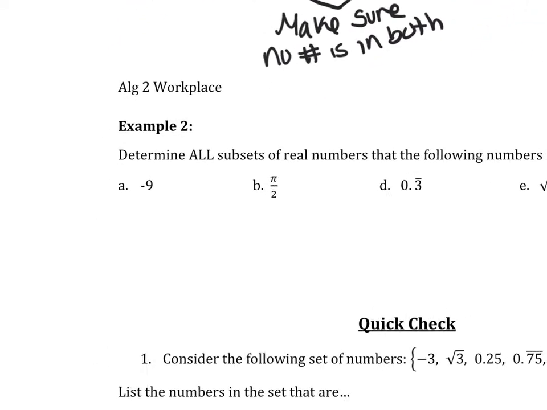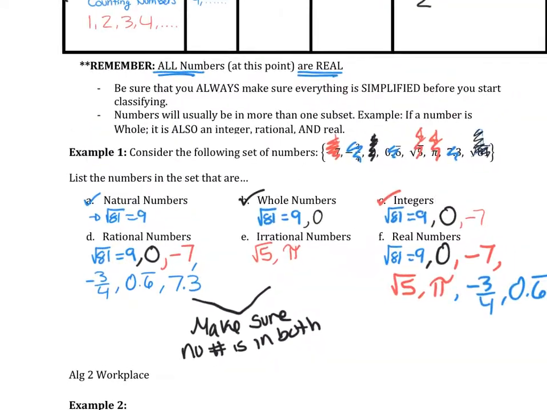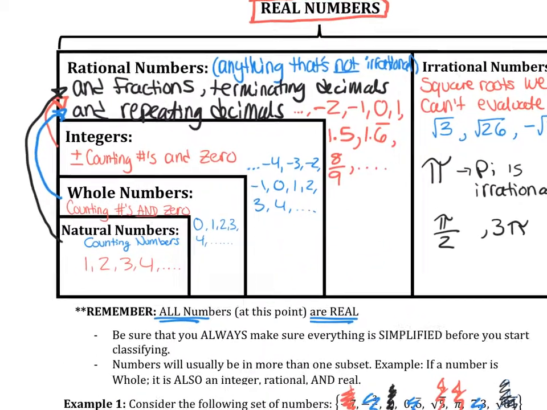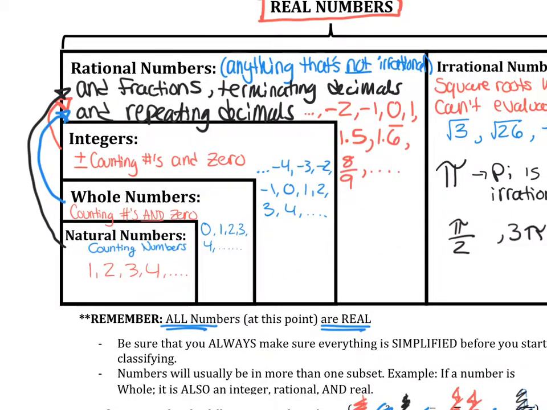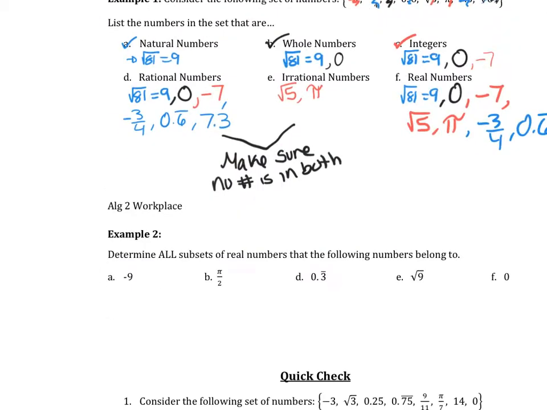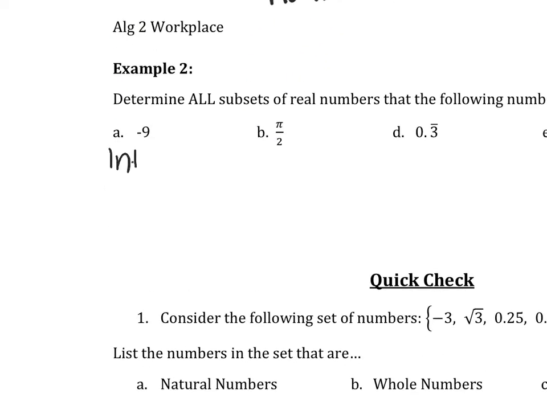So our first one is -9. So again, the best way just to make sure you don't forget any subsets is just to always start in the smallest one with the natural numbers and just kind of work your way out. So is -9 a natural number? No. Is -9 a whole number? No. Is -9 an integer? Yes. So since that's your first yes, it's integer and then everything above it. Rational, real. So you should have for -9 is integer, rational, and real.